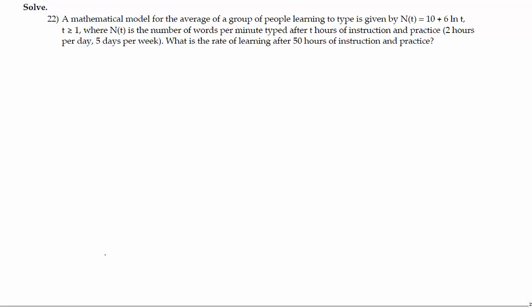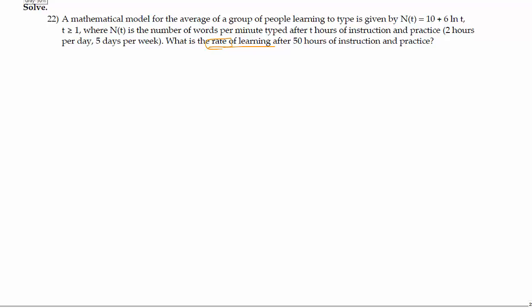Number 22. The mathematical model for the average of a group of people learning to type is given by N of T. And N of T is the number of words per minute typed after T hours of instruction, where they practice 2 hours per day, 5 days a week. What is the rate of learning after 50 hours of instruction and practice? So the rate of learning, take the derivative of the learning function.